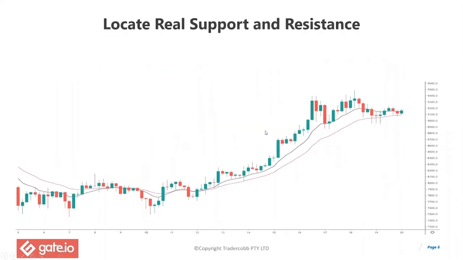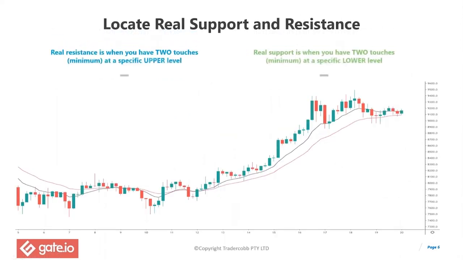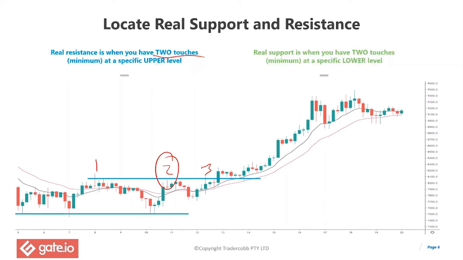There we go. So if you recall as well, resistance was when we had 2 tests of a specific upper price point. Upper is above us, above price. So test 1, test 2, test 3. Now 2 is the key. 2 touches means it's resistance around a very specific level. It's the ceiling above our heads. Again, I'll use the same language. It's the ceiling above our heads, which is resistance.